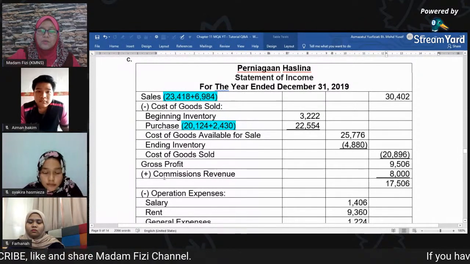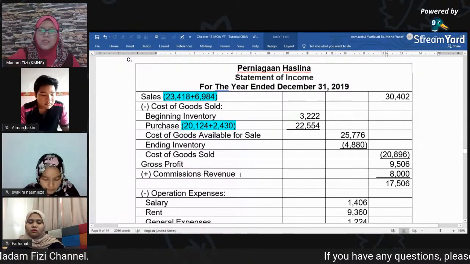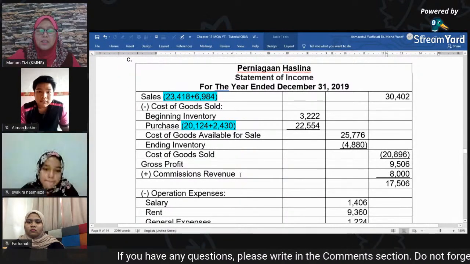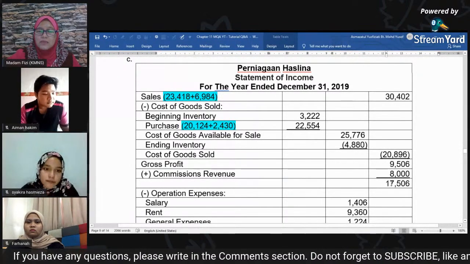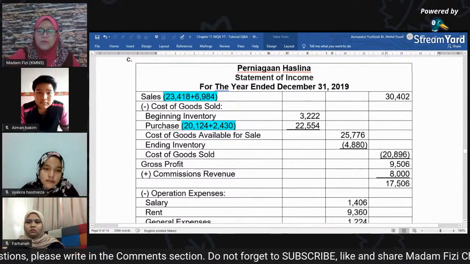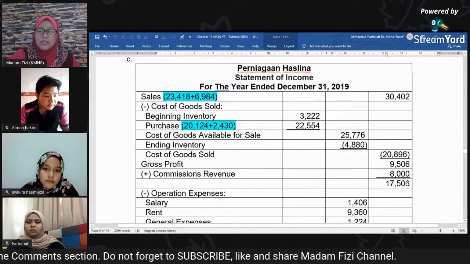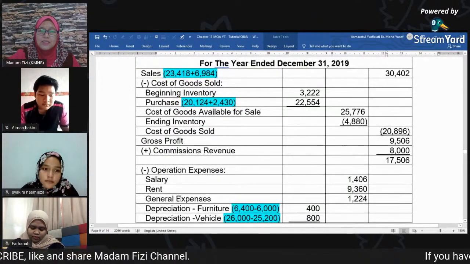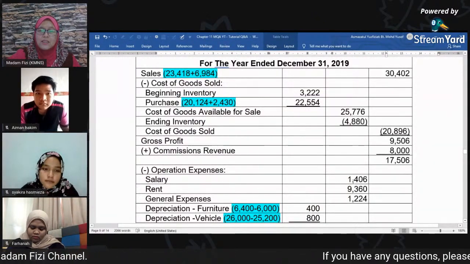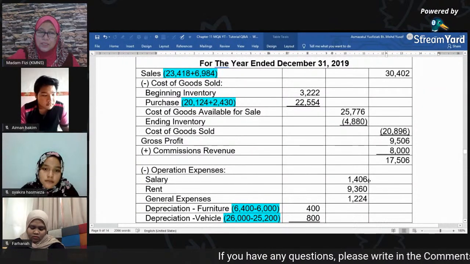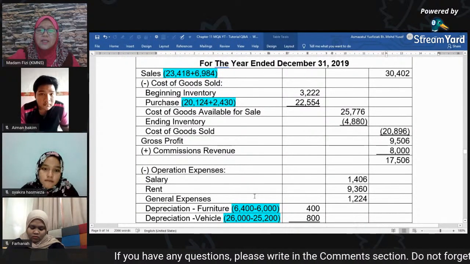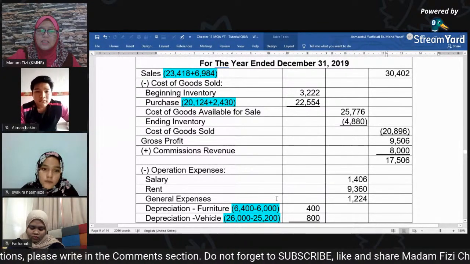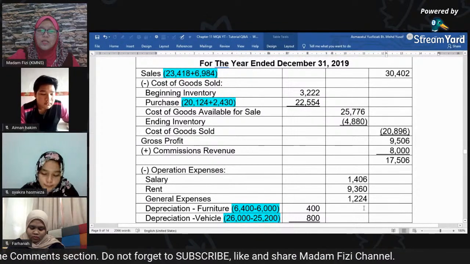So the gross profit is 9,506 plus commission revenue. Okay, because in our cash book has commission revenue 8,000. And then the total is 17,506. Okay, and then minus operation expenses. That is salary 1406. This one we have calculated, right? And then rent 9360. General expenses 1224.